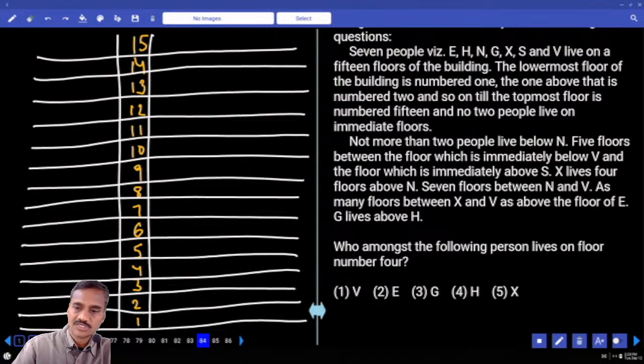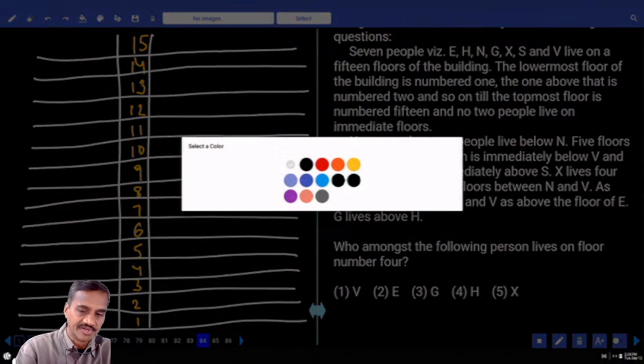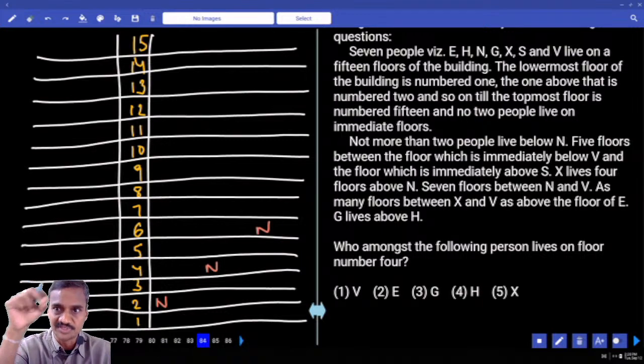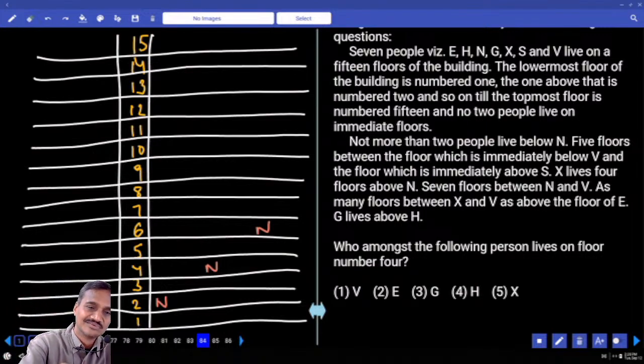Then coming back to this, not more than 2 people live below n. That means how many people are living below n? Not more than 2. Maybe there is no one below n, or there is 1 person below n, isn't it? Or there are 2 people below n. And so many possibilities were not more than 2. Maybe 2 or lesser than 2 are staying below n. Are you getting this one or not? I am not talking about the floors. We are talking about the persons. Clear? Now, we are talking about the persons but not the floors.